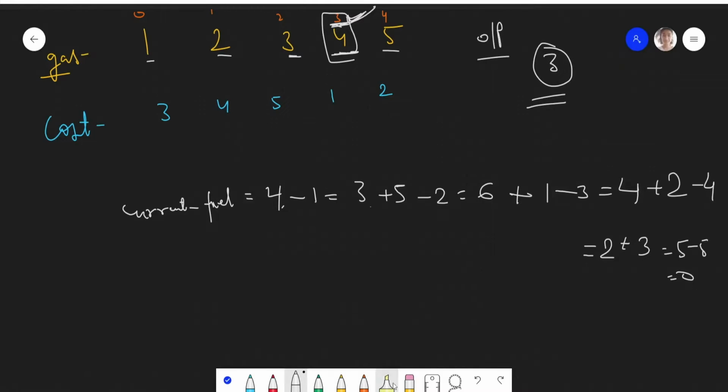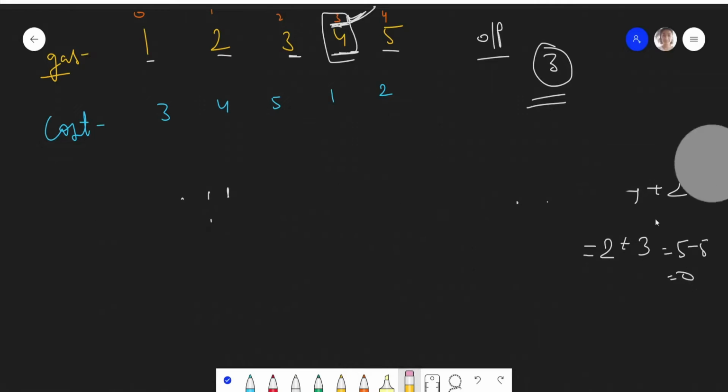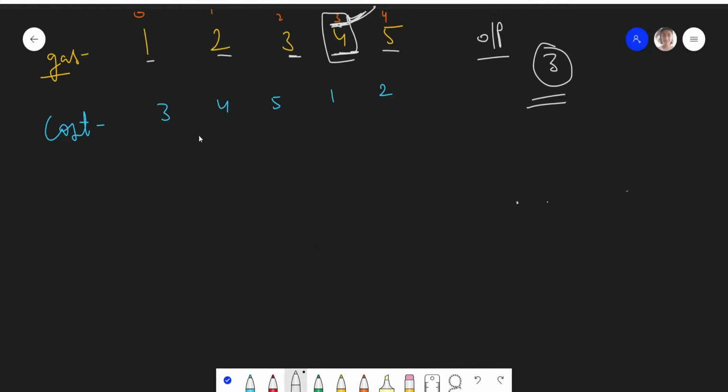If we start from station 1, so from station 0, 1 will be filled in. Your current fuel will be 1, and in order to go to the next station, 3 will be used. So this will be -2.